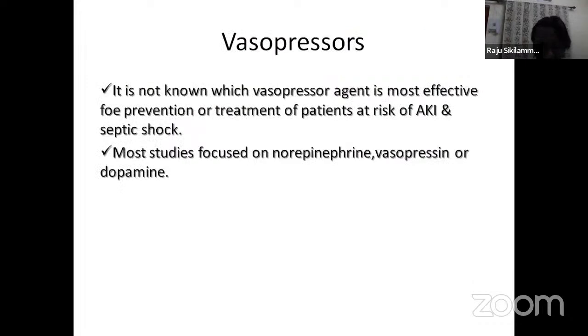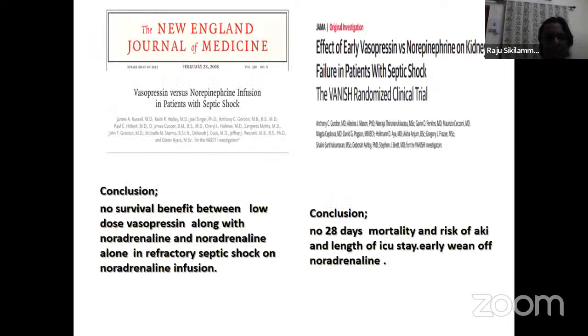The vasopressors: generally after fluid resuscitation, we send vasopressors. It is not known which vasopressor agent is more effective in the prevention and treatment of patients at risk of AKI and septic shock. Most studies focus on norepinephrine, vasopressin, or dopamine. Now we look at the VAST trial.